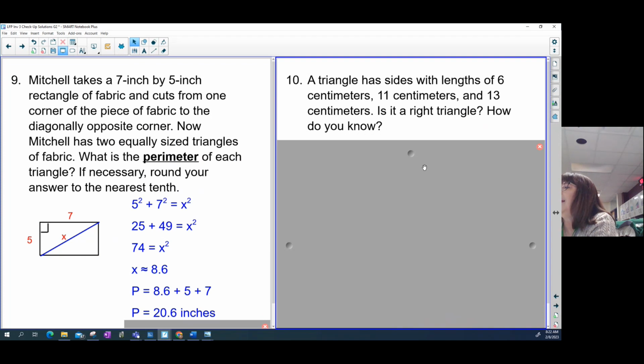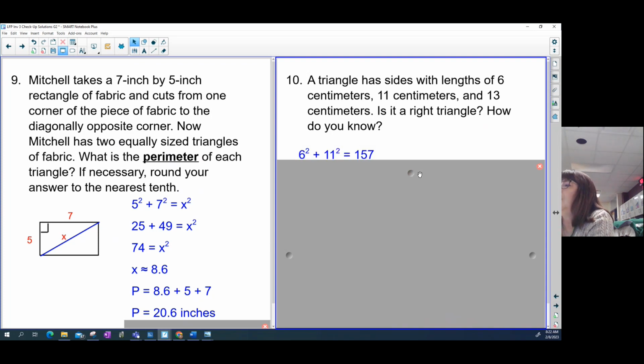Number 10, a triangle has sides with lengths of 6 centimeters, 11 centimeters, and 13 centimeters. Is it a right triangle? And how do you know? So I needed a yes or a no, and I needed you to show me mathematically or in words how you knew. So I chose to do it with numbers. I put my legs squared to get 157. I added those up, the left side of a squared plus b squared.